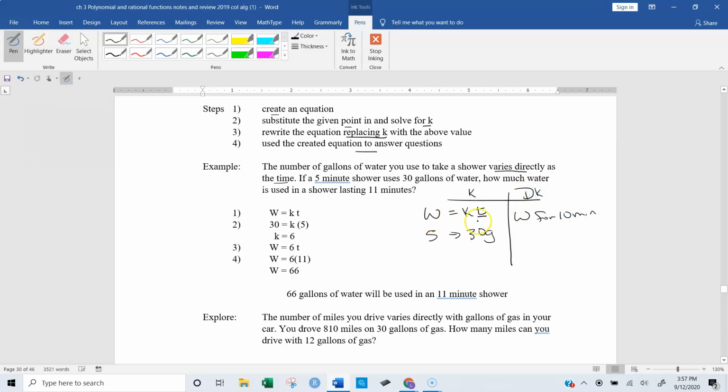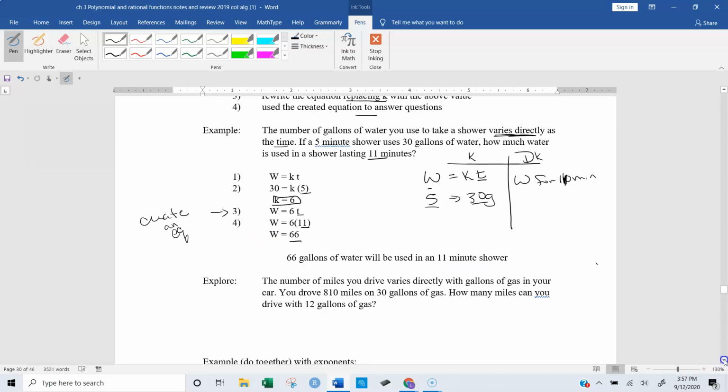Okay, the first thing we do is we've created our equation. Water equals KT. Varies directly means I multiply them. So these are very important words. I'm going to replace the 30 gallons for the water, the 5 for the time, and solve for K. All right, now I rewrite my equation. This is where I create an equation that works no matter how much time or how much water I use. This time it said, oh, an 11-minute shower. My fault. I have 11 minutes, so I'm going to replace the T with the 11, and it's going to take 66 gallons of water. So we use the equation I created to answer the question.